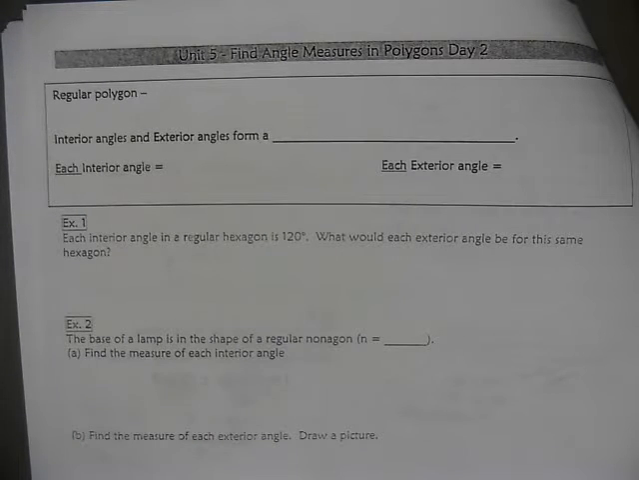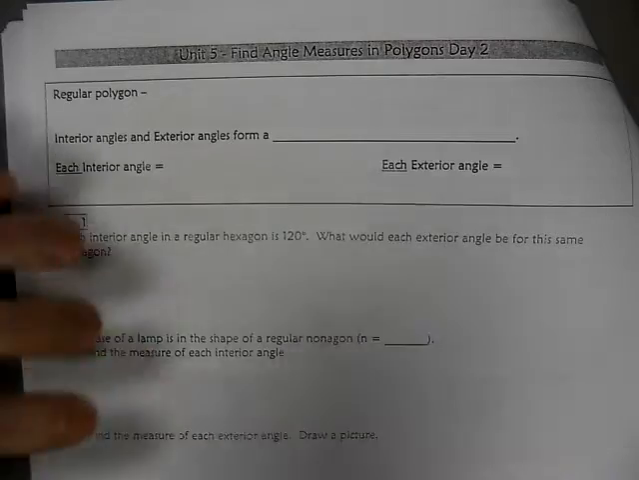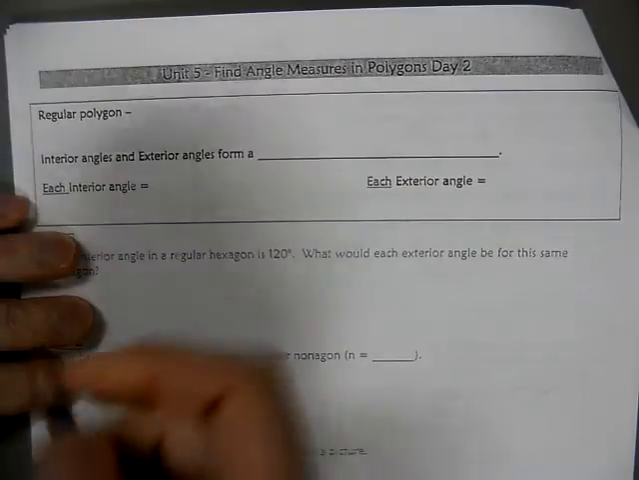This is geometry. This is Unit 5. We're working on finding the angle measures in a polygon. These are all going to be regular polygons. Now what's cool about a regular polygon?